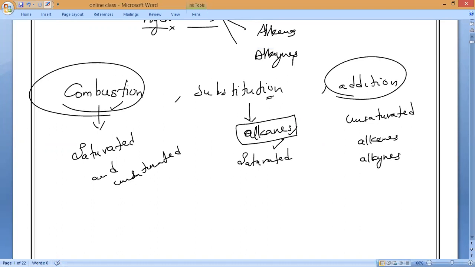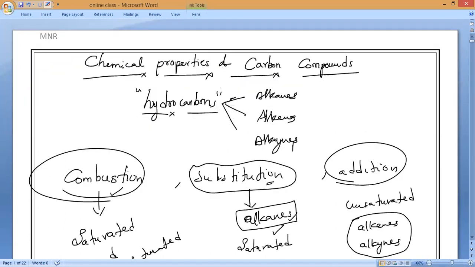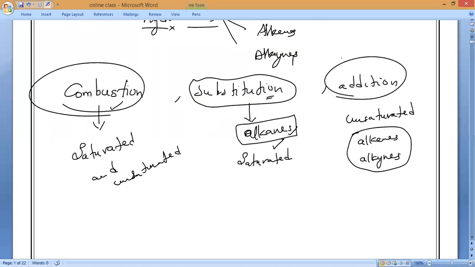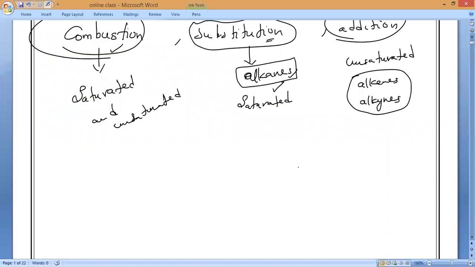So first of all, this is the main information which we need to remember: what the types of reactions are and where we can observe them. If you have this knowledge, then when they ask in the exam whether it is combustion, substitution or addition, we first come to know whether alkanes, alkenes or alkynes are involved, so that we can proceed accordingly. Any doubt? Are you clear, all of you? Now let us start with the first type of reaction.